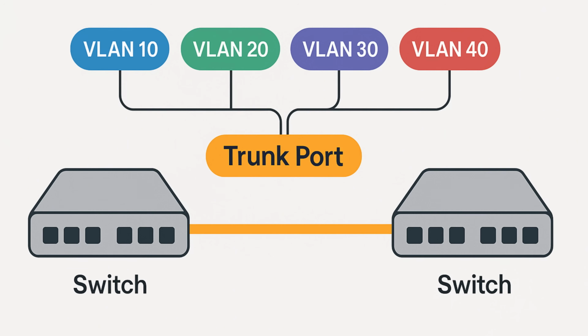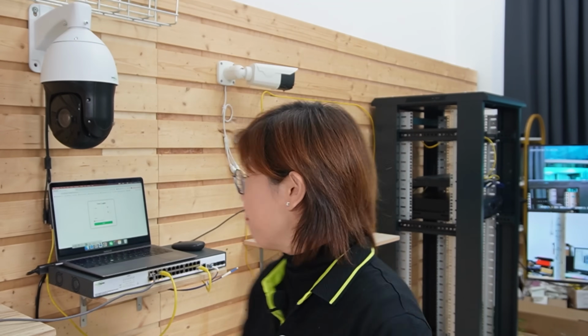Now we need VLAN tagging, where each Ethernet frame can carry a little label that says, I belong to this or that VLAN. And we also need trunk ports. They're the links between switches that carry multiple VLANs at the same time with those tags attached. So now let's do it.